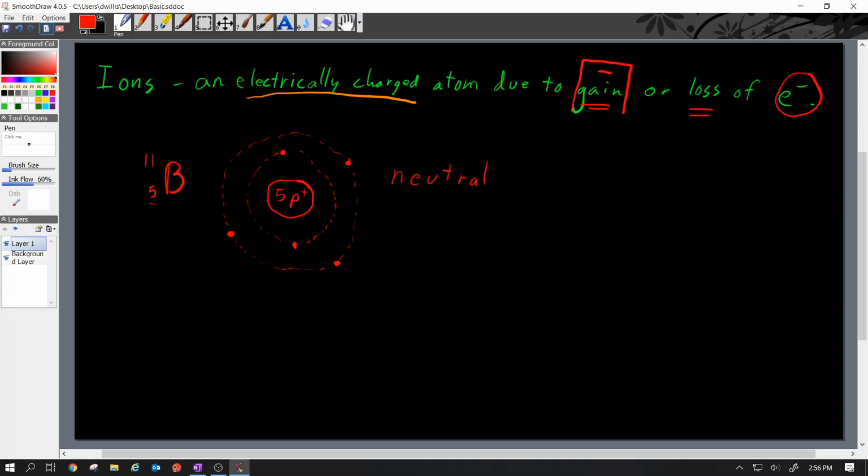Now, right now I've got 5 protons, and this is much more likely to happen with boron. What if I just lost one of those electrons? A loss of electrons would actually then produce a positive charge, or a positive ion. So you can remember that electrically: if I gain more negatives, I'm going to have an overall negative charge. But if you lose some negatives, then there's a more positive result.